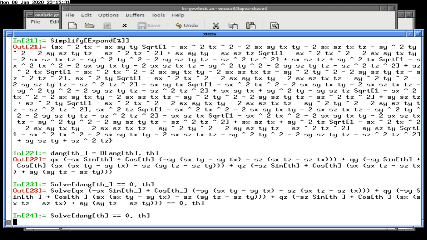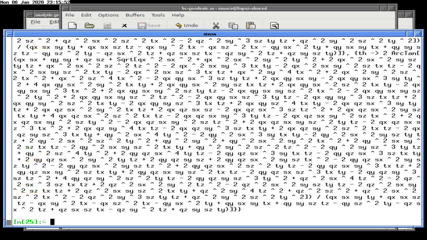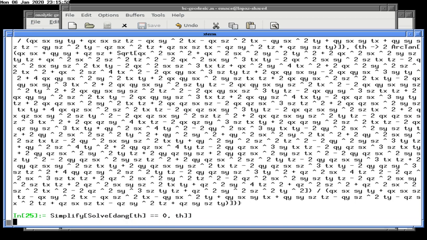Ta-da! Will this work? Will we have a closed form solution? If not, I think we know how to get one anyway. Okay, I'm excited. Simplify, please. I'm surprised I found a solution.